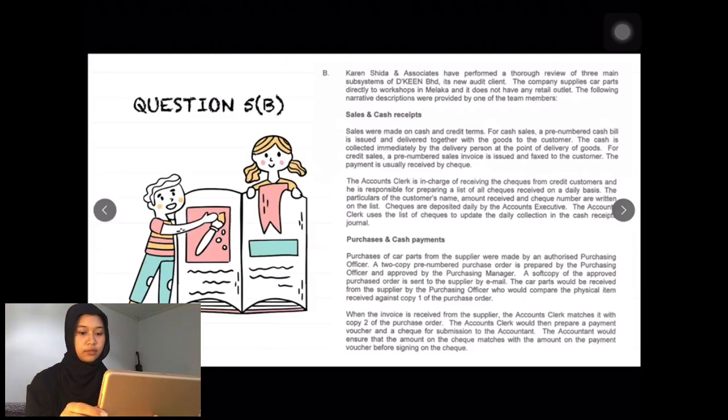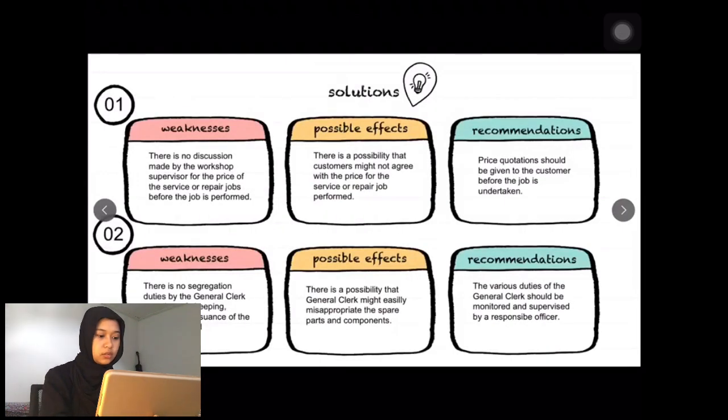So that's the first one I have found, which is there is no discussion made by the workshop supervisor for the price of the service. So recommendation for this workshop is there must be price quotation should be given to the customer before the job is undertaken. Sesuatu kerja yang dijalankan oleh workshop tu buat, sebelum workshop tu buat sesuatu, dia kena discuss dengan customer. So the customer agree or not, and yeah. So that's the first one. The second one that I found is there is no segregation duties by the general clerk over the safekeeping, ordering and issuance of the spare parts and components.